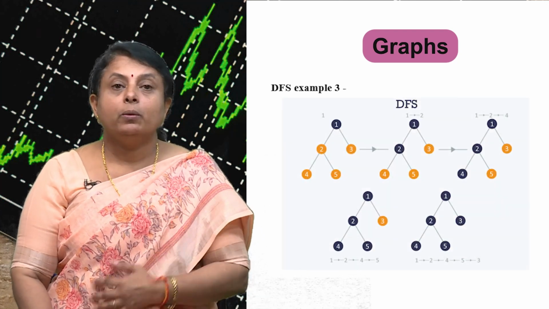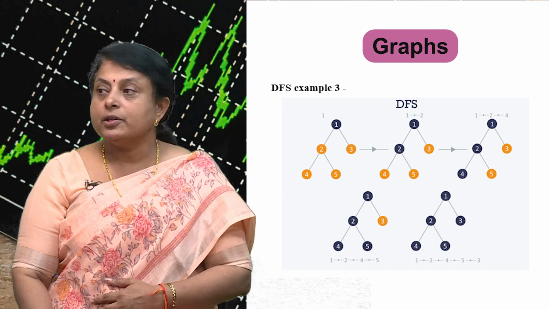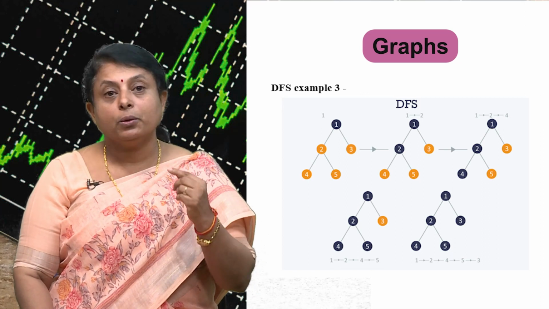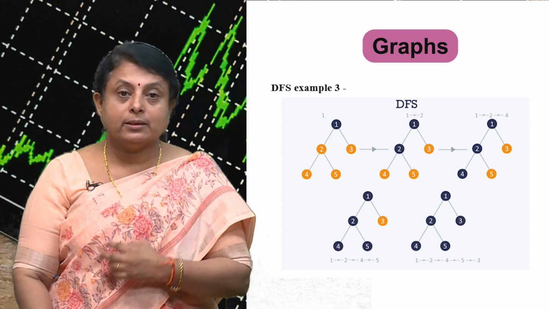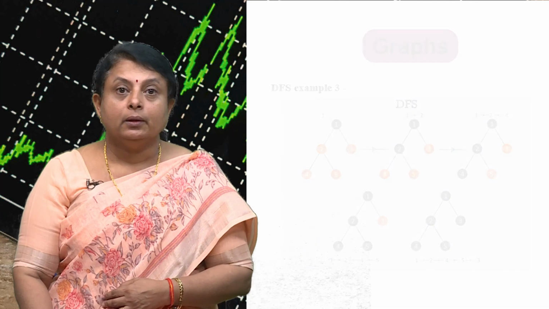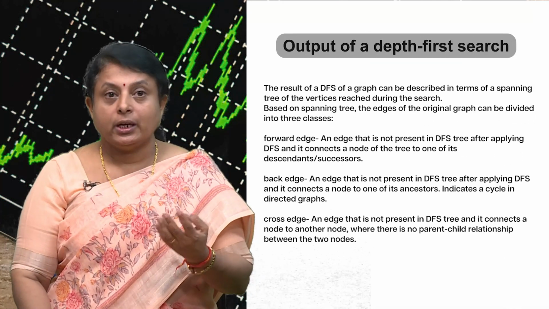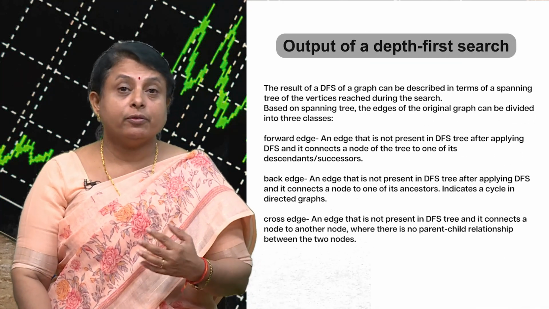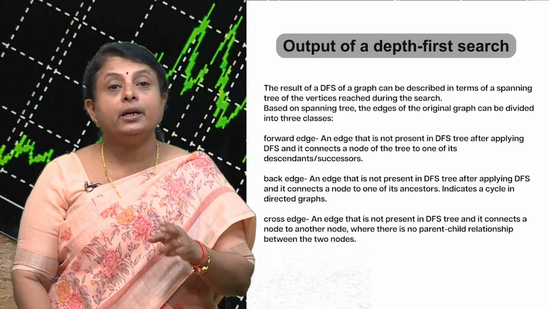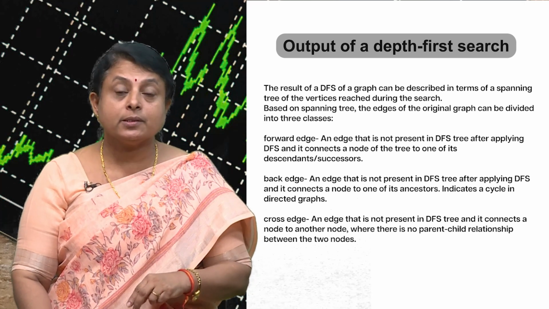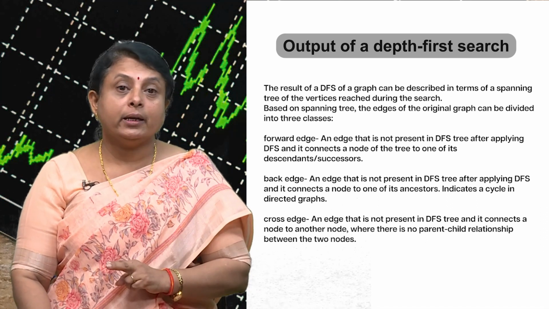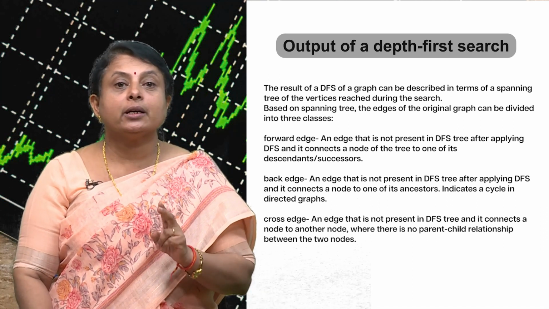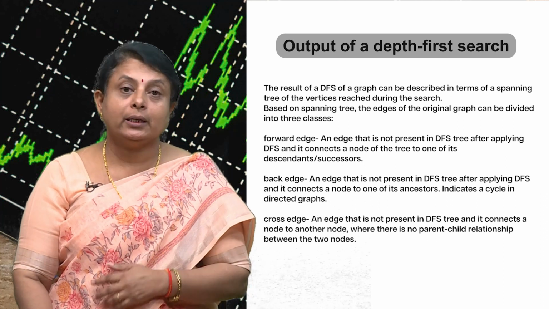Similarly, we can have an example where DFS will be moving from one node to another node till all the nodes have been visited at least once. Output of a depth first search algorithm. The result of a DFS of a graph can be described in terms of a spanning tree of the vertices reached during the search. Based on the spanning tree, the edges of the original graph can be divided into three classes.